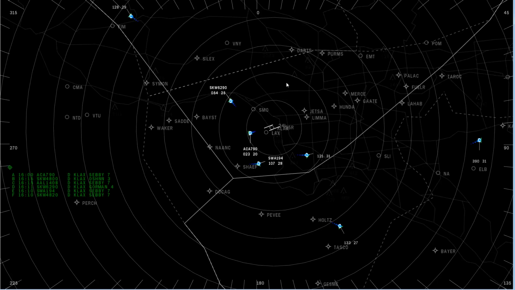As it starts to get a little more crowded, we have to be pretty disciplined about keeping our scan up. And by a scan, I mean you want to look at all the areas of your map in a regular, practiced fashion, so that you don't overlook a target that needs attention. So don't get focused on the south end of the map and miss the fact that we have to very shortly here hand off SkyWest 6290.